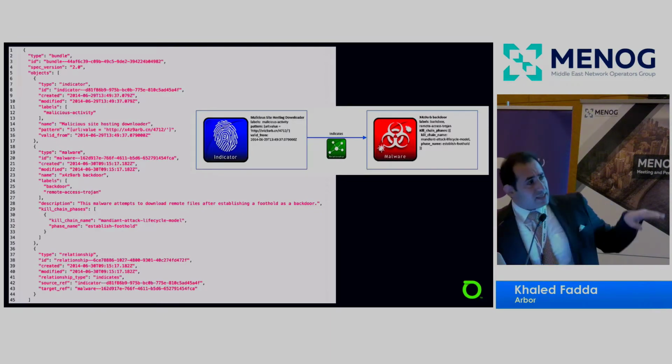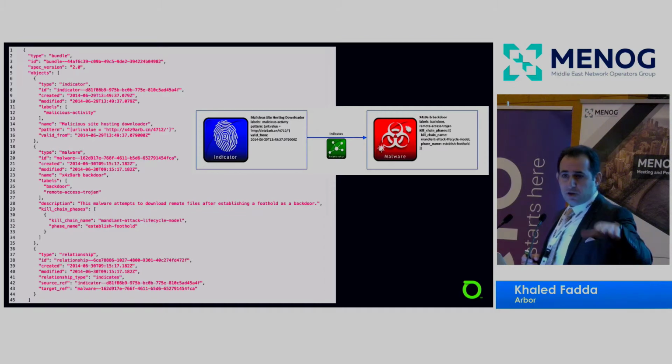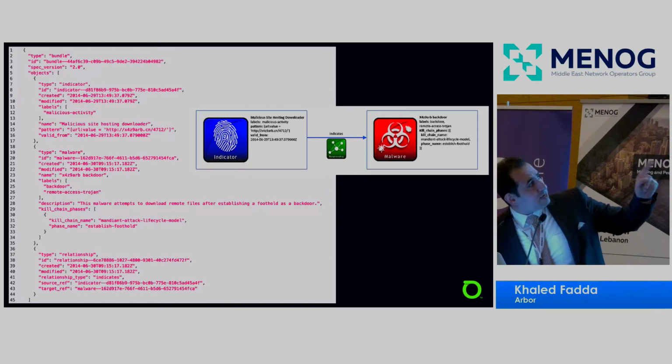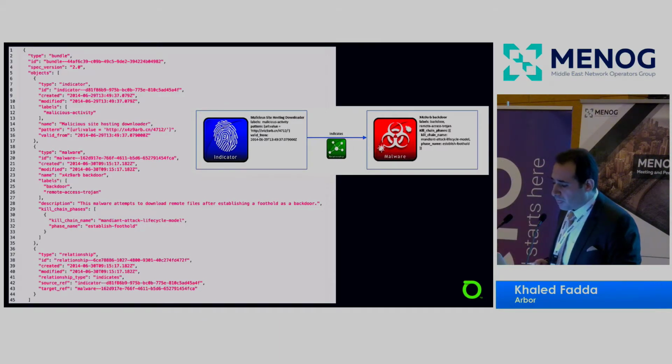Inside the IOC as well, you can see some kind of description, like that malware is part of that attack kill chain, because we have multiple steps, as I said, from reconnaissance until we achieve the target. So it says that malware is going to be in that kill chain stage. So that's about STIX and TAXII.